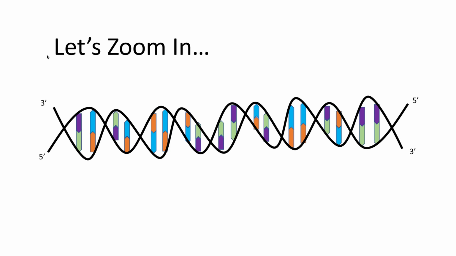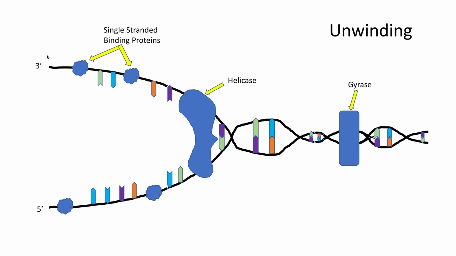So let's zoom in. Here you see a double helix. The strands of the double helix run antiparallel in polarity, with one strand running 5' to 3' and the other 3' to 5'. The nucleotides are held together with phosphodiester bonding between the 3' OH group of one sugar molecule and the 5' phosphate group on the adjacent sugar molecule.